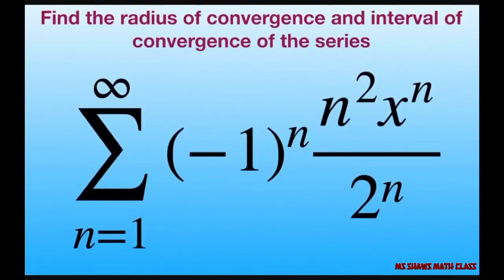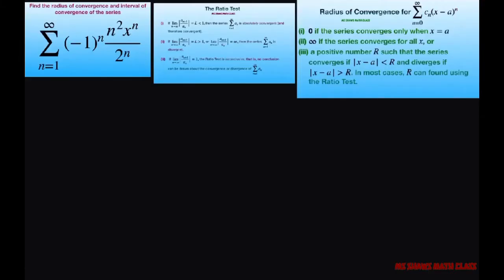Hi everyone, we're going to find the radius of convergence and interval of convergence of the series. Alright, first we're going to find the radius of convergence using the ratio test. So we're going to take, this is your a sub n right here, and we're going to use the ratio test as the limit as n approaches infinity of a sub n plus 1 divided by a sub n.